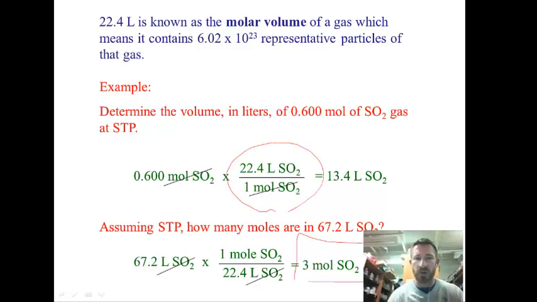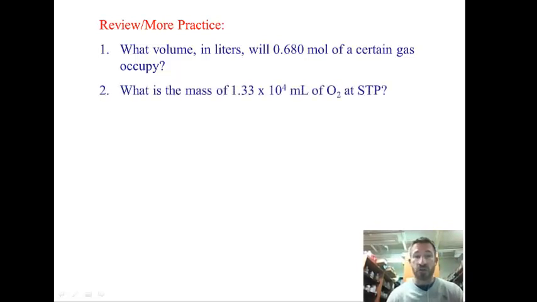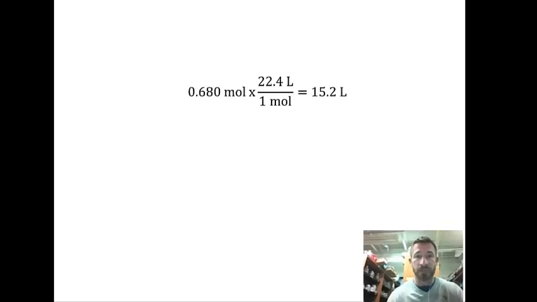Let's do 3 more sample problems. Here are some review practice problems. Number 1, what volume in liters will 0.68 moles of a certain gas occupy? Number 2, what is the mass of 1.33 times 10 to the 4th milliliters of O2 at STP? And then the last one, how many O2 molecules are there in 1.33 times 10 to the 4th milliliters of oxygen at STP? So let's do the first problem. So there's the answer before we've actually started.